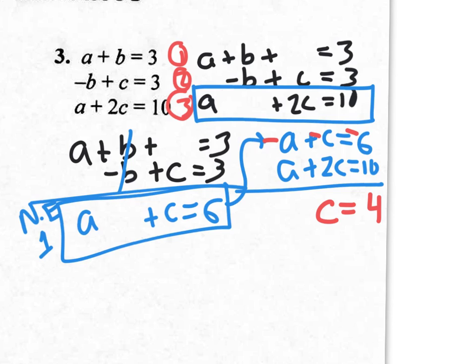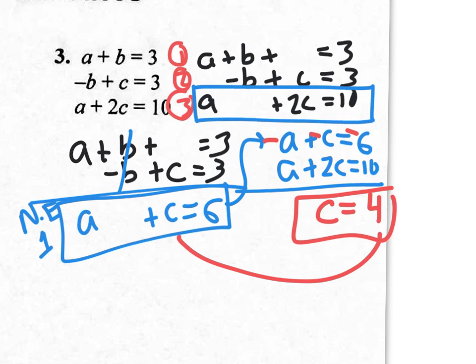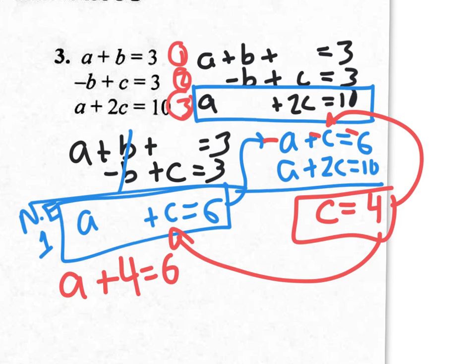I have one answer. What do I do to get my other answer? I need to plug it into the original 2x2 system, the 2x2 system that we have here. I'm just going to take this 4 and plug it into this C value right there. Or I could just say up here, whatever you want. So I want to go A plus 4 equals 6. And of course you're going to subtract 4. That'll be A equals 2.